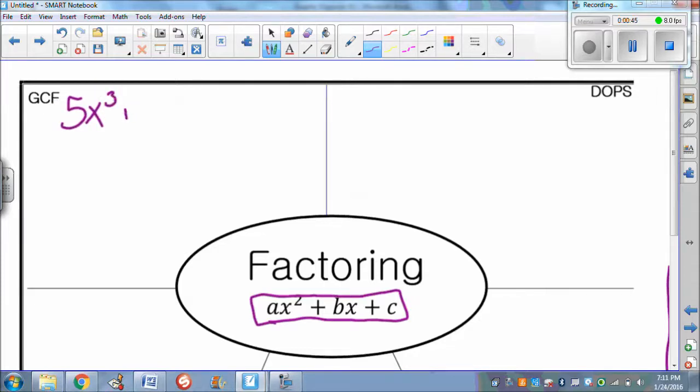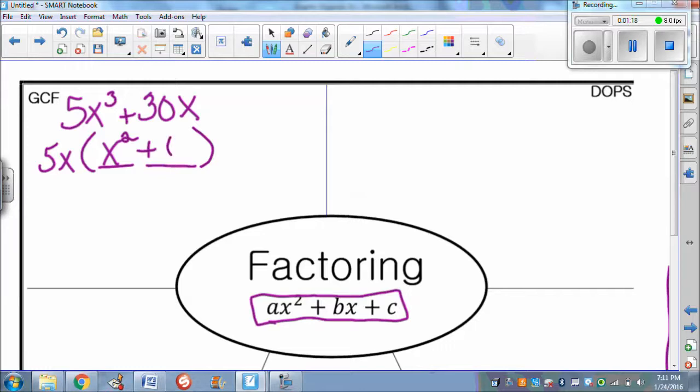If I had 5x to the third plus 30x, and upon scanning that, I see that there is a GCF of 5x. Then you're thinking to yourself, undistribute, because that's exactly what factoring is, undistributing. So 5x times what would go in this spot, if I were distributing, that would give me that 5x cubed? And I know that it's an x squared. And then what would go in this spot? 5x times what would give me a positive 30x? And I know that that's a positive 6. So that's a basic GCF factoring.